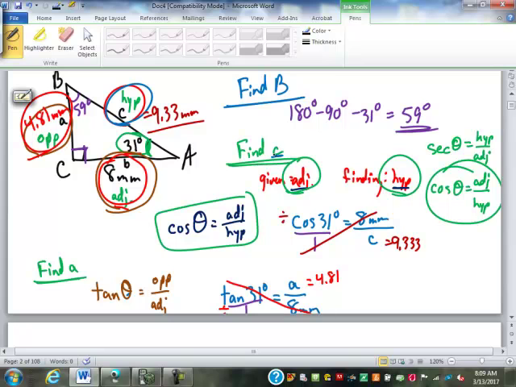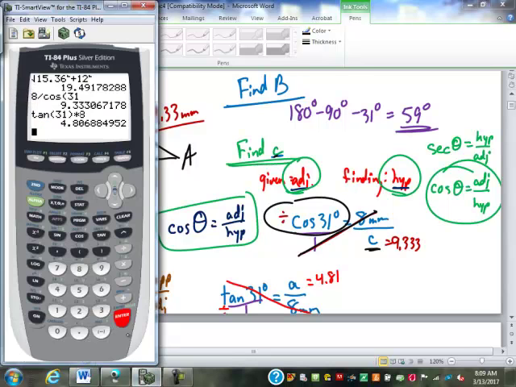For C up here, you had to cross multiply 1 times 8, then divide by the cosine of 31. So we put cosine in 31. Yeah, 1 times 8 divided by cosine 31.